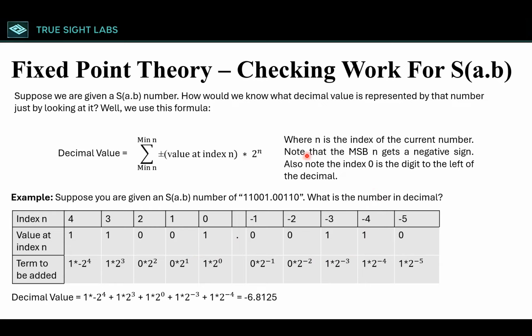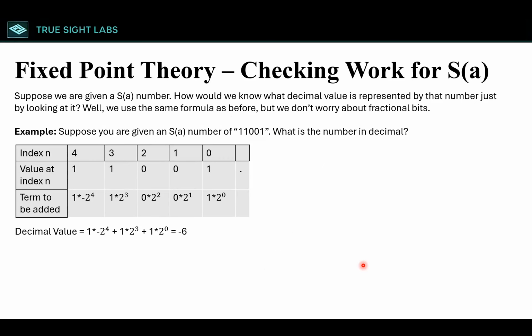And yeah, then you add all of those together and you get this. So this term, this term, this term, and so on, all added together gives you this. And so negative 6.8125 is what is represented by this here. Here is another one. Suppose you're given an SA number, just a signed integer, well, you use the formula in the same way. You just don't have to deal with the fractional part. So this is how this example would work.